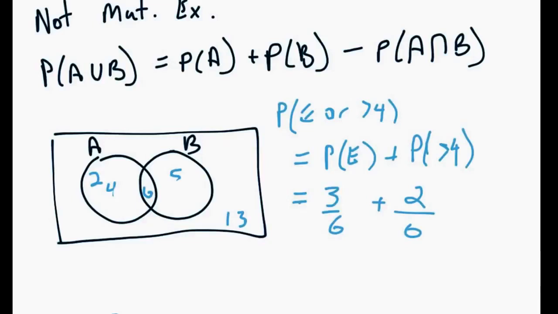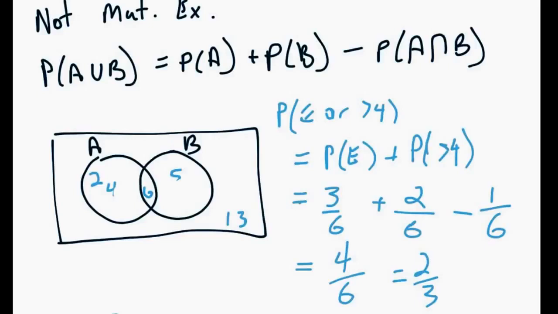But you can see we've actually counted the 6 twice. We've counted it in the A and the B, so that's why we have to subtract the overlap. So we subtract the 6, the 1 out of 6. We have 3 plus 2 is 5, minus the 1 would be 4. So we have 4 out of 6 as our final answer, and we can reduce that to 2/3.